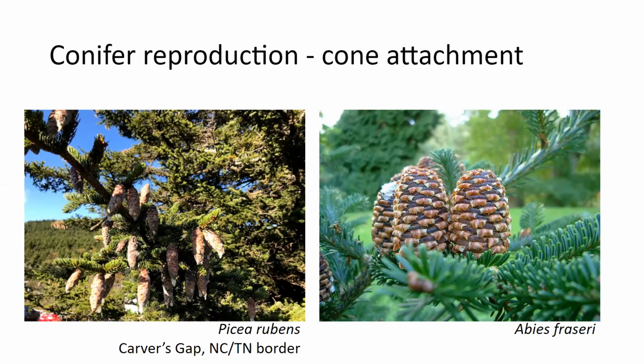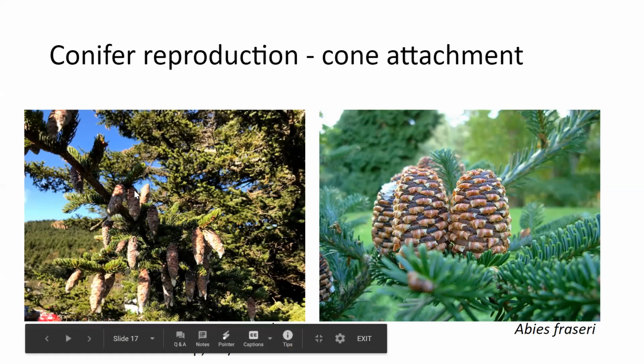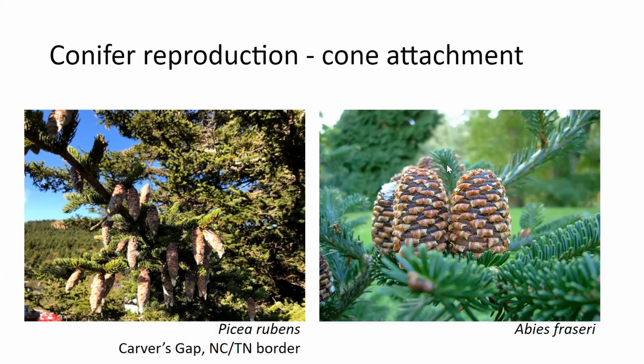But on Picea rubens, right, the red spruce, the cones hang down underneath the branches, which you can see in the photograph that was taken up at Carver's Gap. And in Abies fraseri, the cones are perched on top of those branches. They look like little candles, and you can see the bracts that are protruding from those.